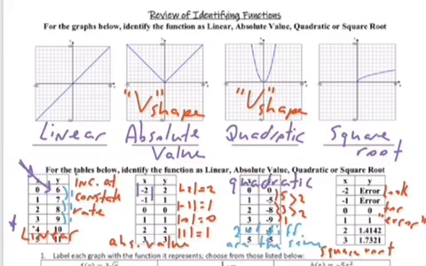The absolute value of -1 is 1. The absolute value of 0 is 0, making the second table absolute value. The next table would be a quadratic, because the second differences are the same. That means you subtract the y's once, and you get 5, 3, and 1. You subtract the y's again, and you get 2, making the second differences the same.